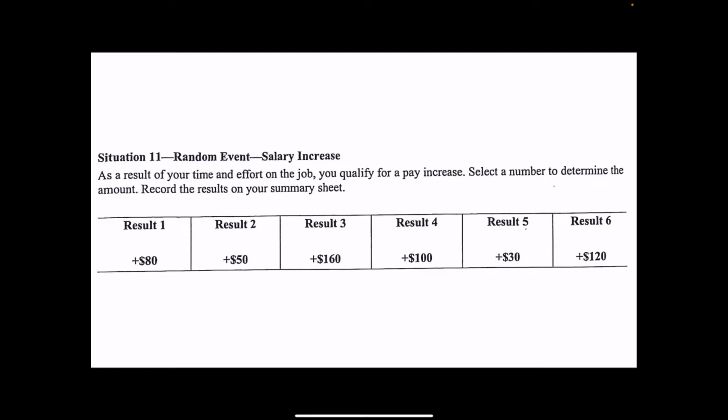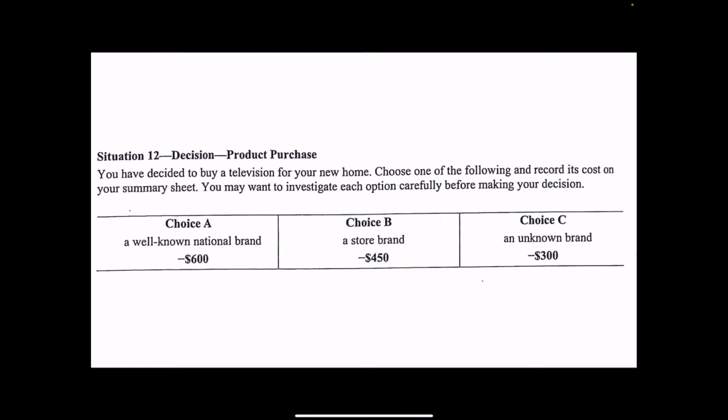Situation 11 is a random event, salary increase. As a result of your time and effort on the job, you qualify for a pay increase. Select a number to determine the amount. When I pull out a purple card, I get number 6. Number 6 is a $120 increase. So in situation 11, which is the random event with the salary increase, you will add $120 because of the card I pulled out for you. In class, we just have a bag and I just start pulling them out.